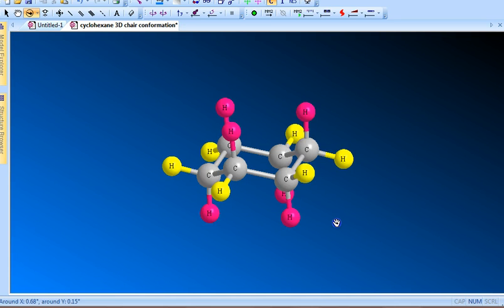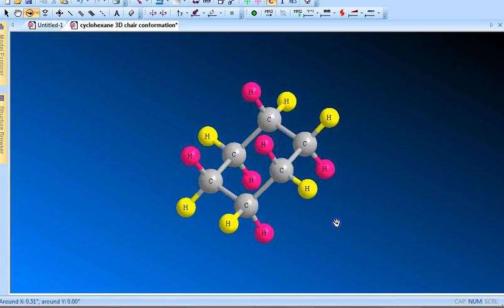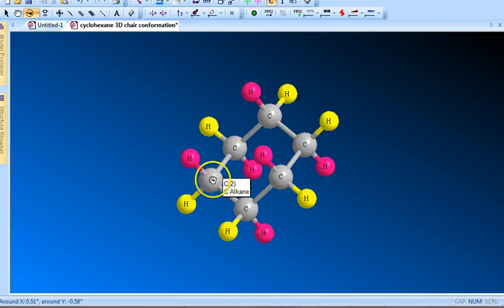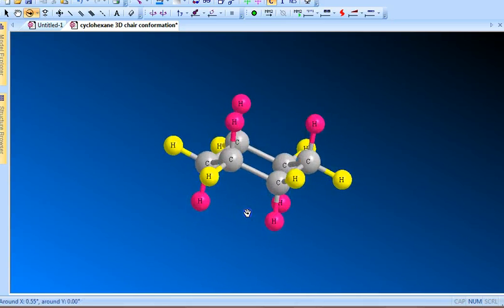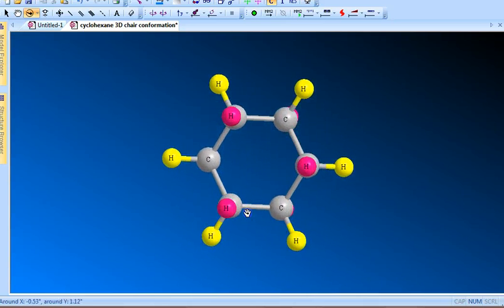And if you look at the bond angle, it's wavy, and therefore the bond angle is 109.5 degrees. You can also see it from the top.